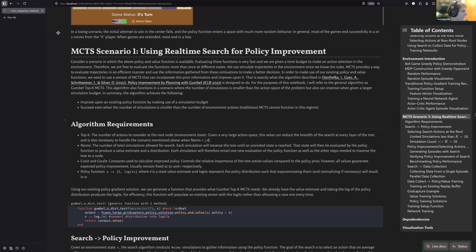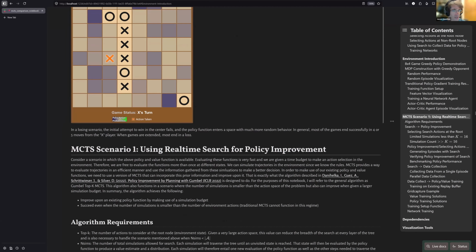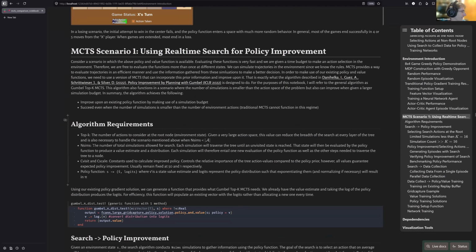NSIMS is another hyperparameter, the number of total simulations that we're allowed. Every time we run a simulation, it means we simulate transitions in the environment and observe what happens. These are hypothetical transitions. What I showed here with this episode is the different states that are visited in an episode. What the search will do is generate its own hypothetical transitions in the environment, not full episodes, and then collect information about that.